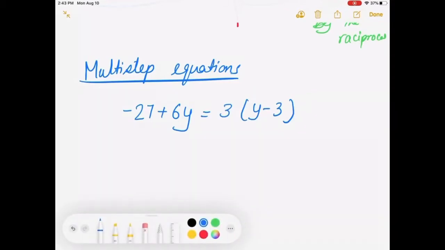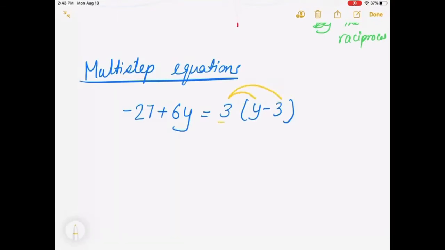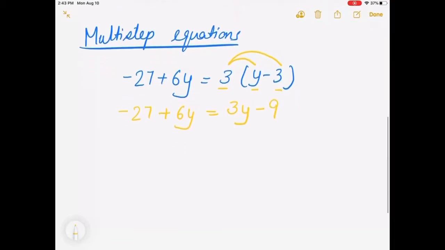So let's distribute. Some people call that the rainbow property or the distributive property. Either way, it's fine. Basically, we're distributing this 3 to both of these things inside the parentheses. The rest of the stuff stays the same. Distribute 3, this becomes 3y. 3 times negative 3 would be negative 9.